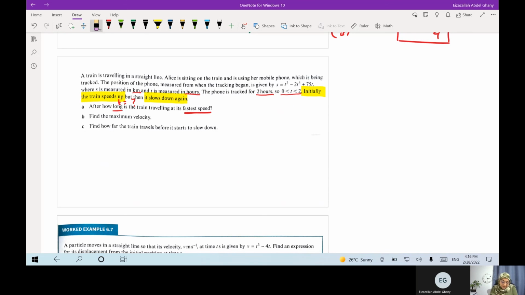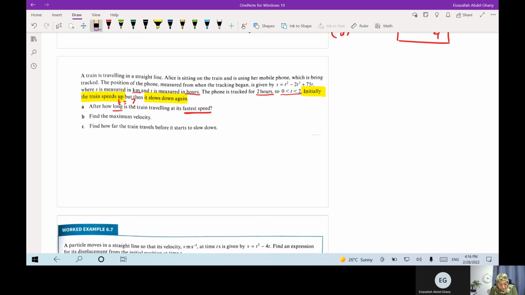A train is traveling in a straight line. Alice is sitting on the train and is using her mobile phone, which is being tracked. The position of the phone measured from which the tracking began is given by s equals t squared minus 2t cubed plus 75t, where s is measured in kilometers and t is measured in hours. The phone is tracked for 2 hours. This means that the range of t is from 0 to 2 hours. Initially, the train speeds up, but then it slows down again.